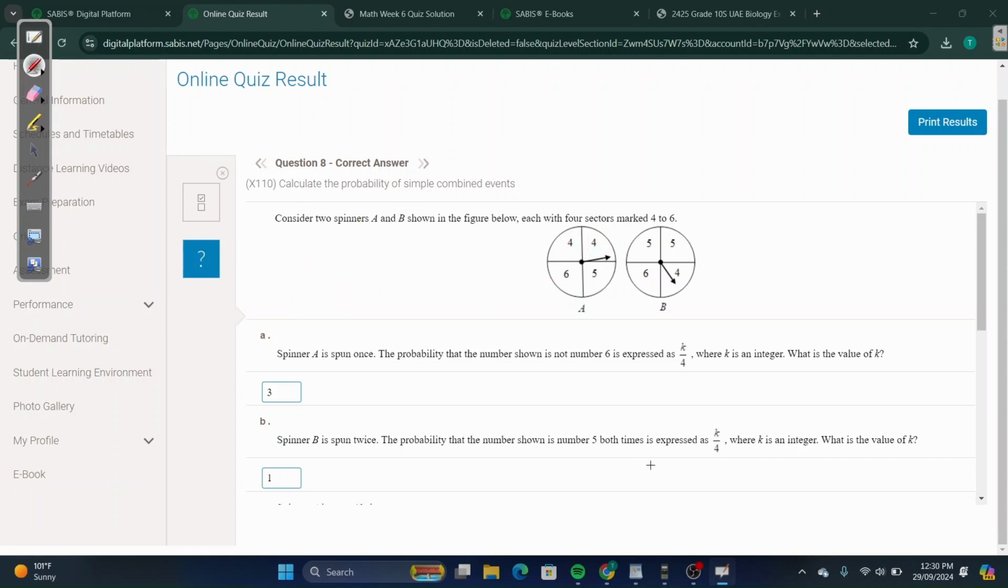Spinner B is spun twice. The probability that the number 5 is spun both times is k/4, where k is an integer. What's the value of k? Here, this is not biased, but it has two fives.